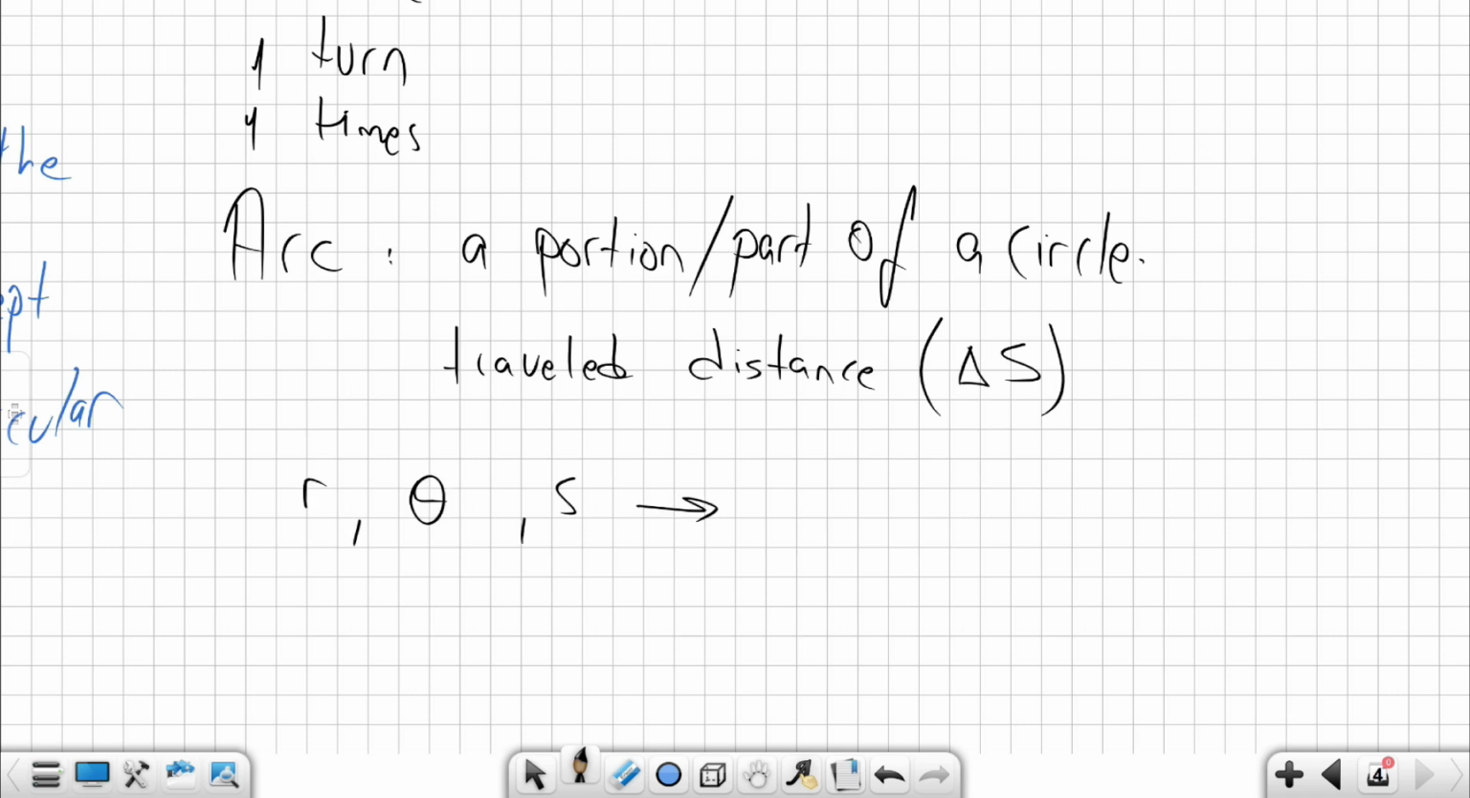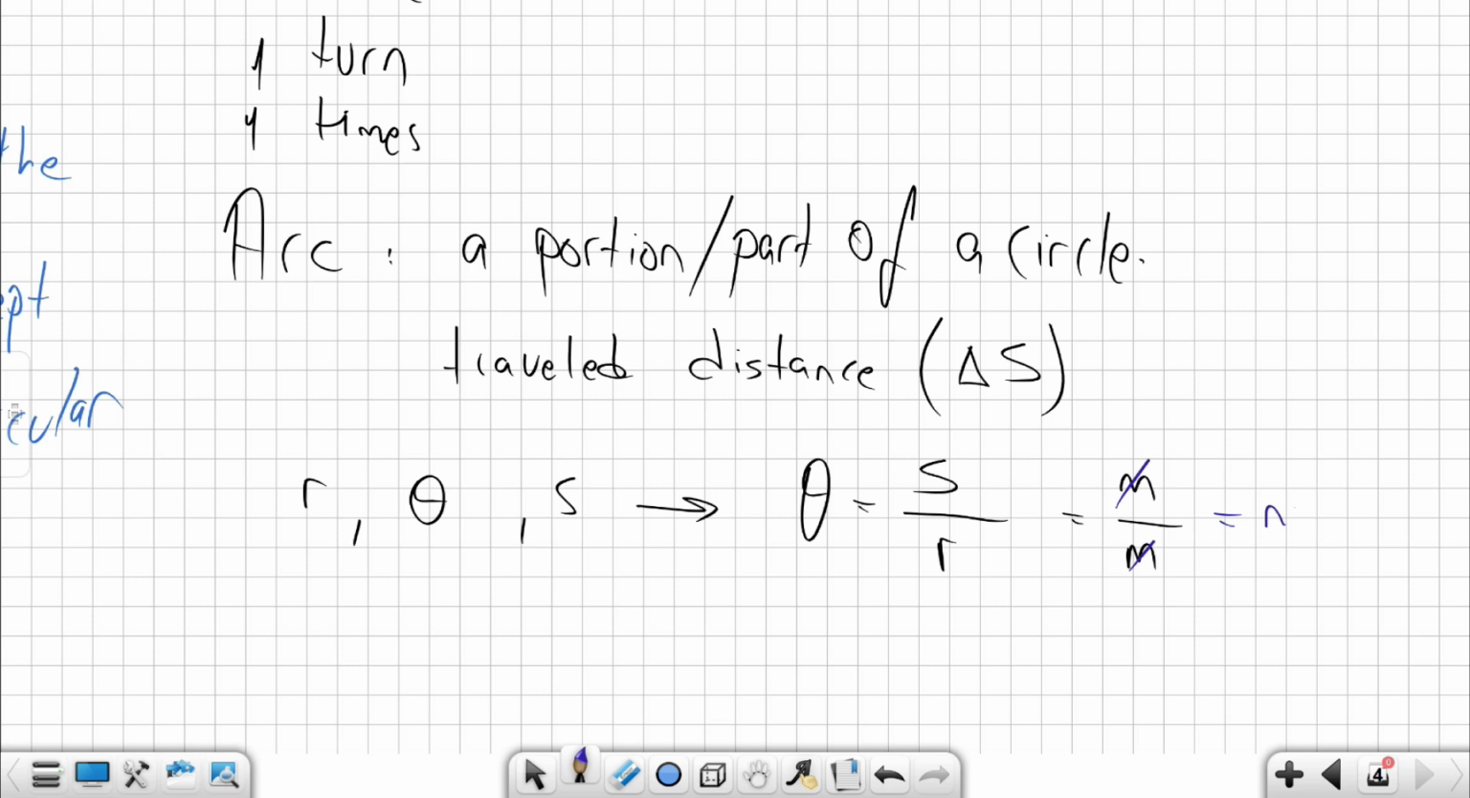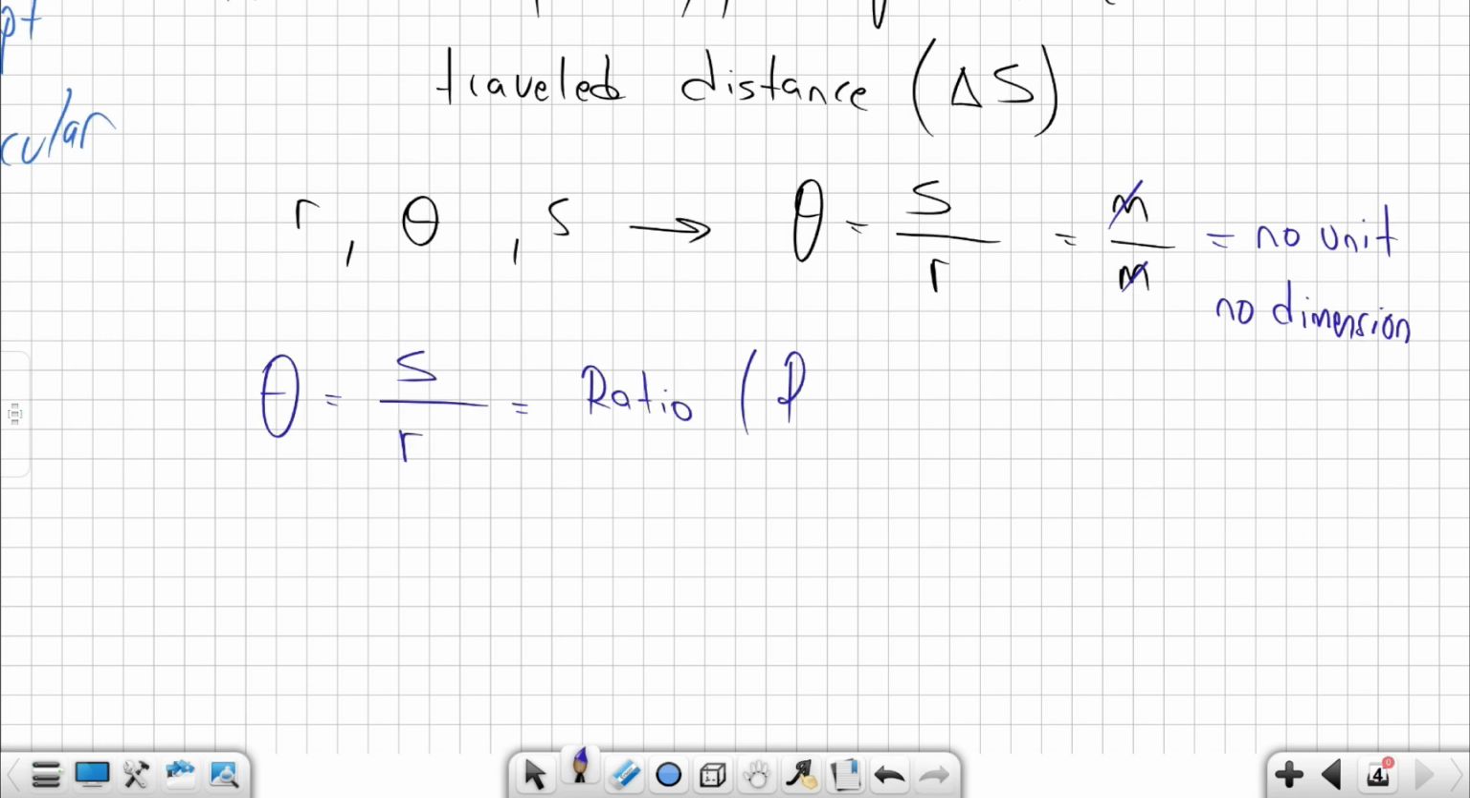In mathematics, there is a relation between all these, which says that theta is the arc divided by the radius. But when we look at this equation, we encounter a problem: the unit for distance is meter, the unit for radius is also meter, and they will cancel each other, so there will be no unit. Since there is no unit, theta in this equation has no dimension. I will name this as radian. So the unit for theta in this equation will be called radian. We cannot use degree or revolution in this equation.